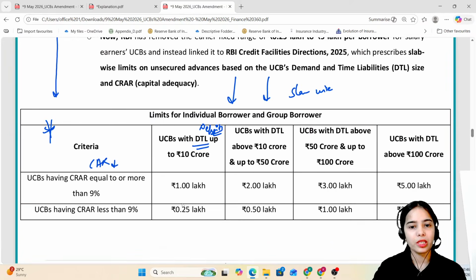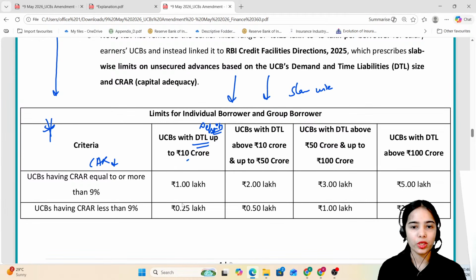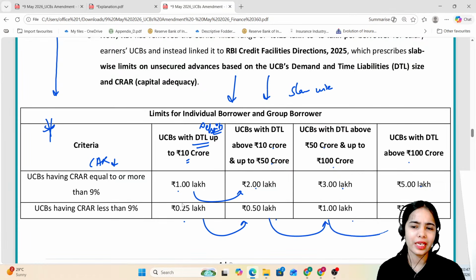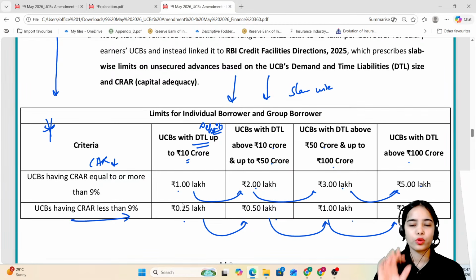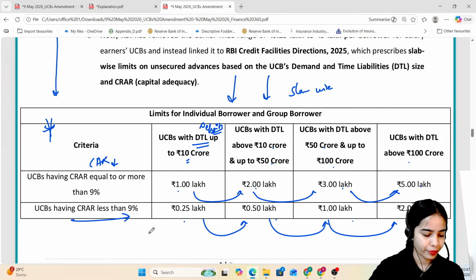Yes, you have to remember it. Remember that 10 crore, then 10 to 50, then 50 to 100 and above 100. So 1, 2, 3 and then 5. 0.25, 0.5, 1. So double. Then just increasing like that. Here in the lower level, you can just remember that we are doubling it: 0.25, 0.5, 1, 2. In the above one, you are increasing 1, 1, 1 and then 2. So in this way, try to remember. Okay.